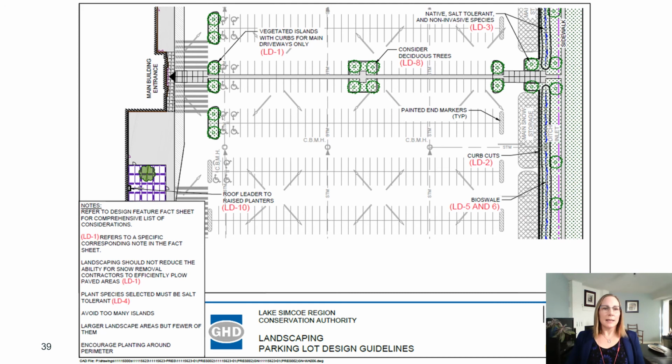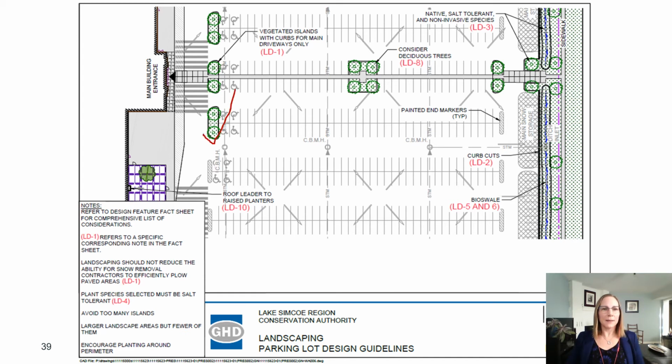So just looking at the design drawing here, the layout of the parking lot should be conducive to mechanical snow removal by snowplows. So again, minimizing the number of tight turns and obstacles that the plows would encounter and allowing them to plow in straight lines as much as possible. As we mentioned before, landscaped islands can be kept to the outside or ends of the parking aisles.